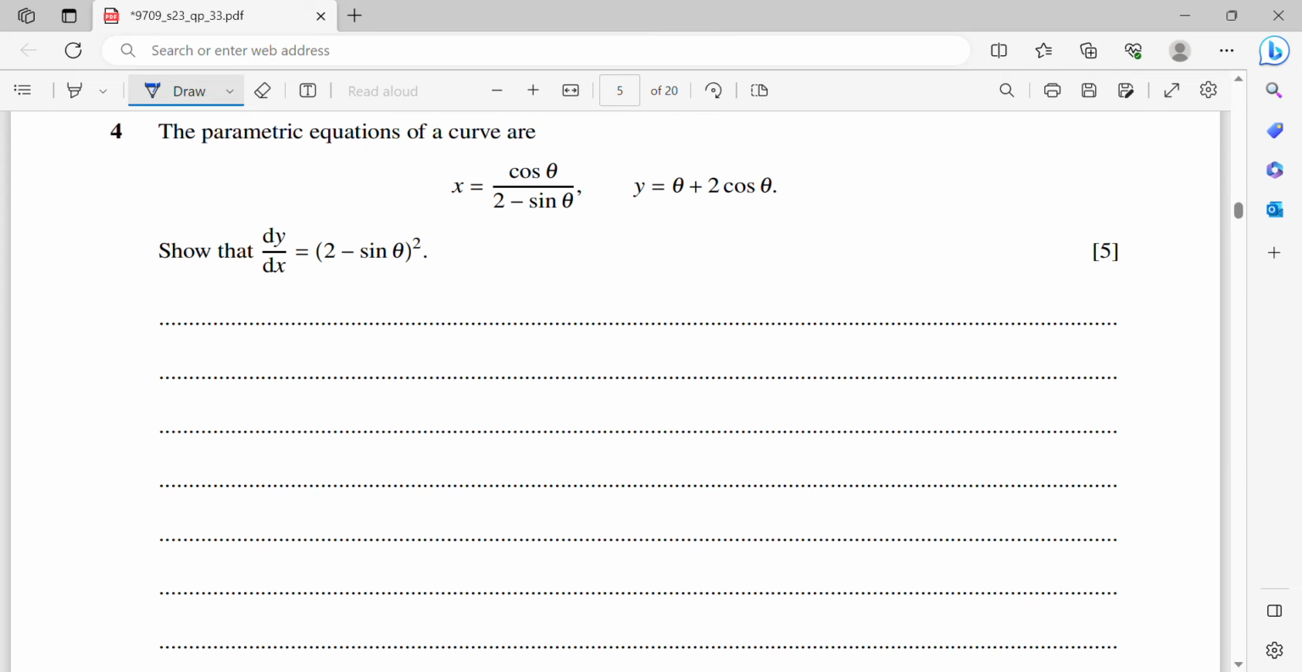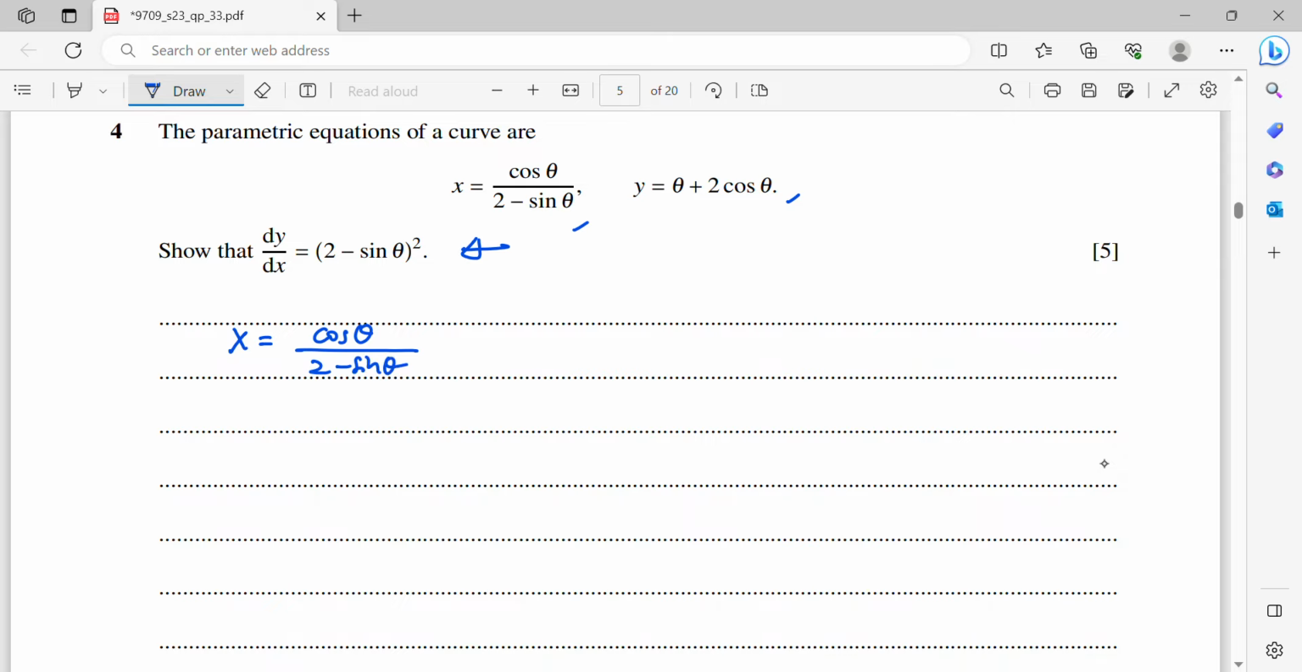Question 4. The parametric equations of a curve are x equals cos theta over 2 minus sin theta, and y equals theta plus 2 cos theta. Show that dy/dx equals this expression. So now x equals cos theta over 2 minus sin theta.